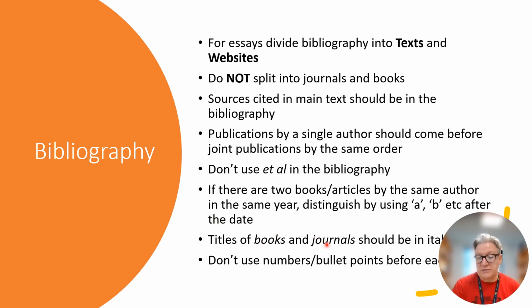Titles of books and titles of the journal should be in italics, but not the title of the journal paper. Now, it'll make more sense when I show you an example, but titles of books should always be in italics. And here, my friends, is another very important point.